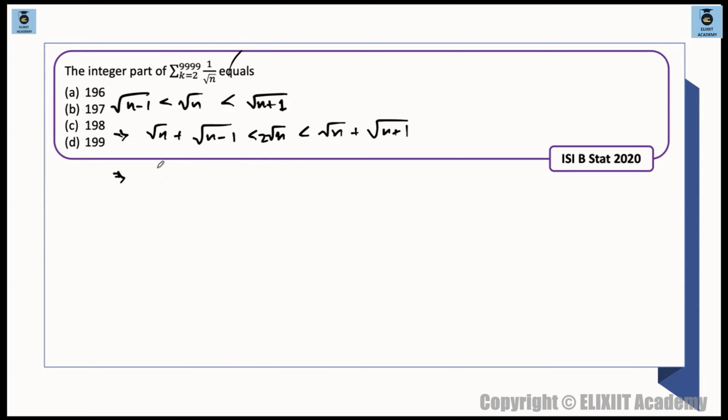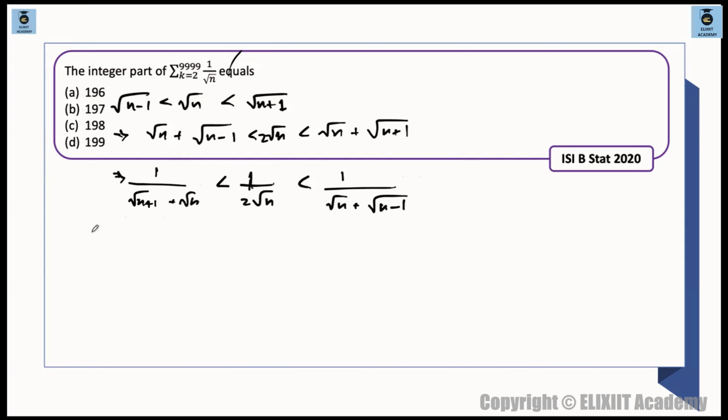And finally, we will have 1 by root over n plus 1 plus root over n less than 1 by 2 times root over n less than 1 upon root over n plus root over n minus 1. The orientation of this inequality changes because we are taking the reciprocal. The less than sign becomes a greater than sign, and we are simply reversing the inequality.